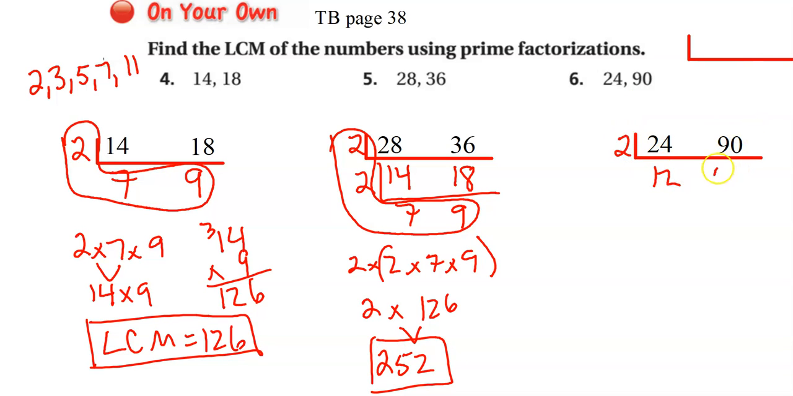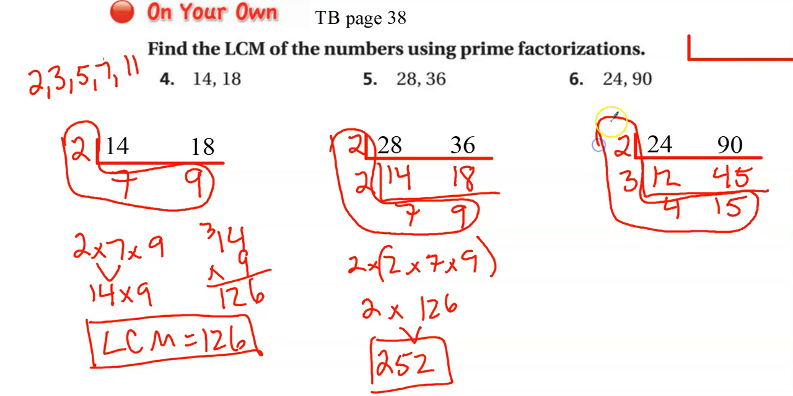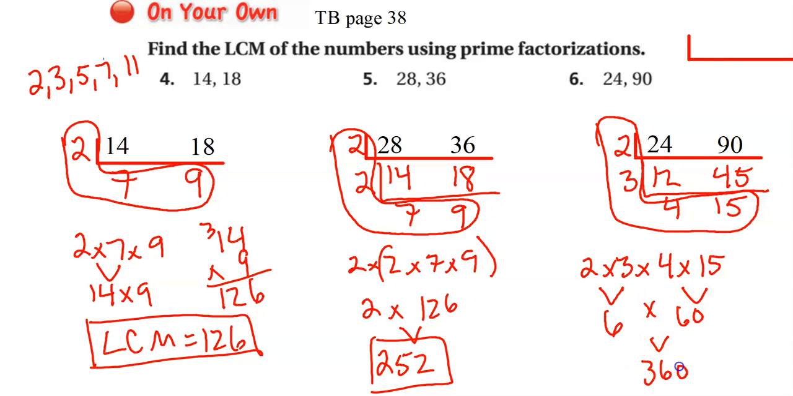All right, next. The last one, divide by 2. I get 12 and 45. Oh, let's see, divide by 3. 12 divided by 3 is 4. 3 goes into 45 15 times. This is where I stop because there are no more common factors, and I make my L: 2 times 3 times 4 times 15, which is 6 times 60, which is 360. And that's how you use the ladder method to find the least common multiple.